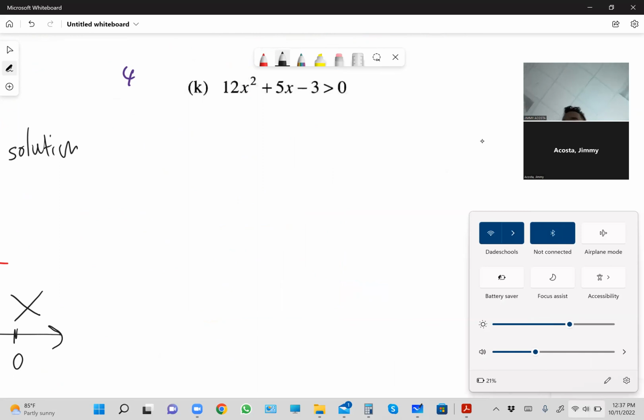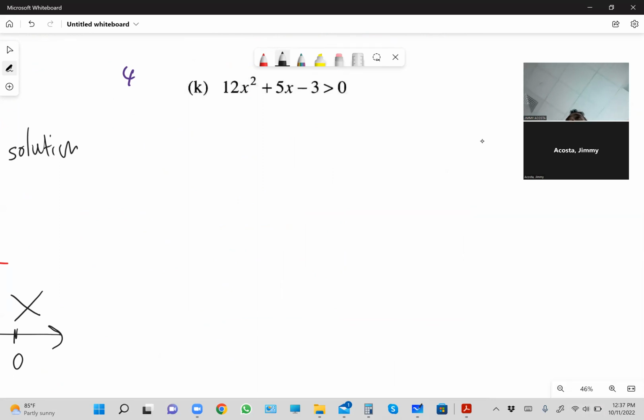I have 21% battery. Yeah, the Mac can have 6.